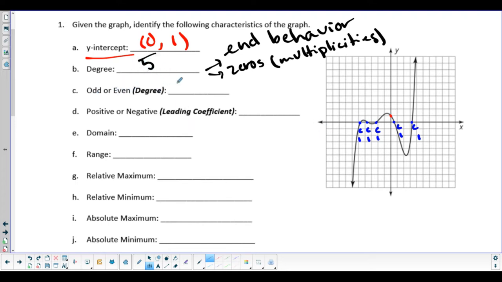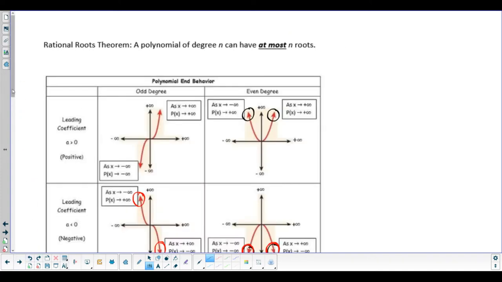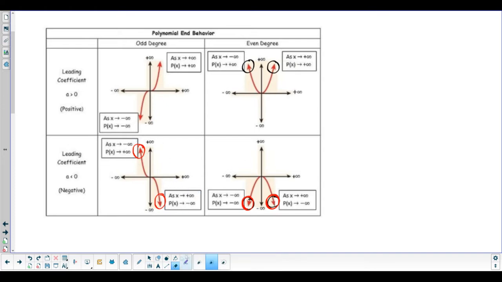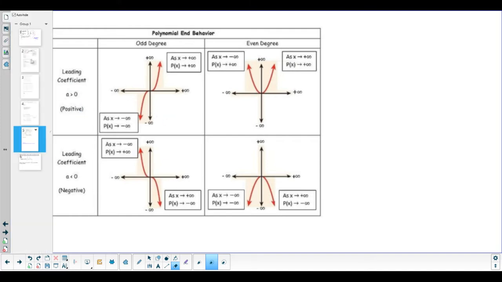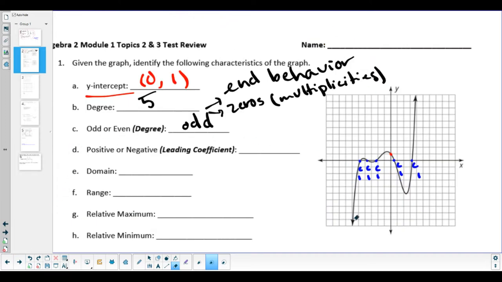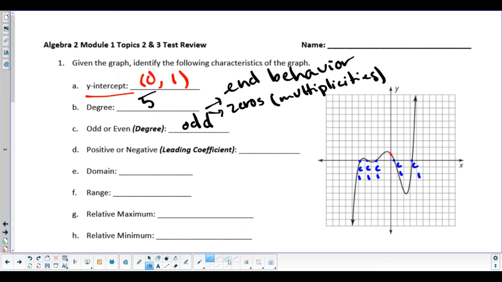And then I have to figure out, well, odd or even degree? Five is an odd number, so this must be odd. Okay. Now, what I have to think about is the end behavior, the positive or negative leading coefficient. How do I answer this? Well, I know that my graph right here is an odd degree function. Now, if you look further down in the packet, I believe there's a section that talks about end behavior. It's right here, right? And we can see that if I have an odd degree function that looks something like this, that means that if I start at the bottom left and go to the top right, my leading coefficient is positive, right? Which, if I go back to my original graph right here, oops, not this one, but this one, I can see that my graph starts at the bottom left and ends at the top right, which would mean it matches that one from the table, which means that the leading coefficient is positive.